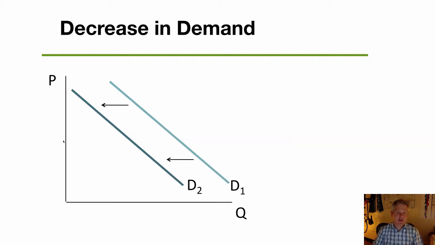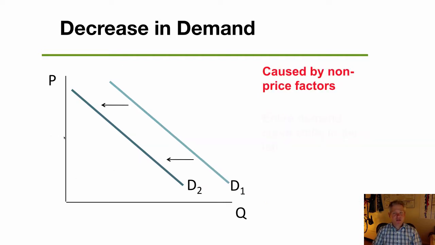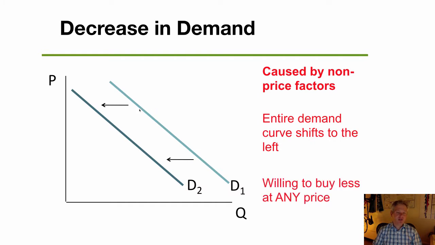Here is a decrease in demand caused by non-price factors. The entire demand curve shifts. The entire demand schedule shifts. People are willing to buy less at any given price. So again, here's some price P star. Before, the quantity demanded was here, but now at P star, the quantity demanded is here. And that's true for every single price I could pick. At all prices, the quantity demanded is less. So that's a shift.